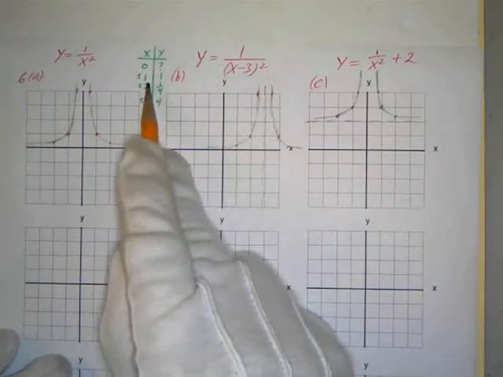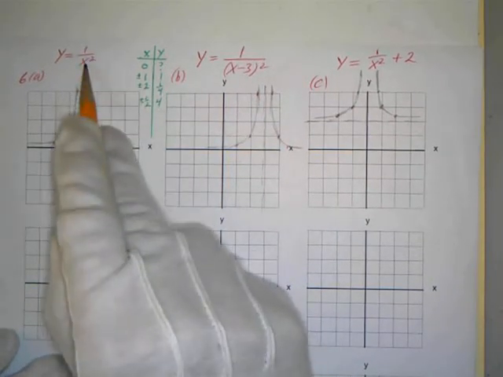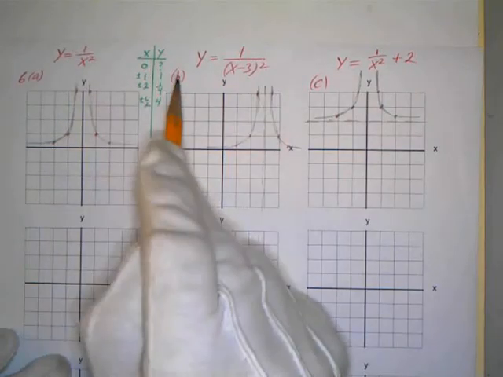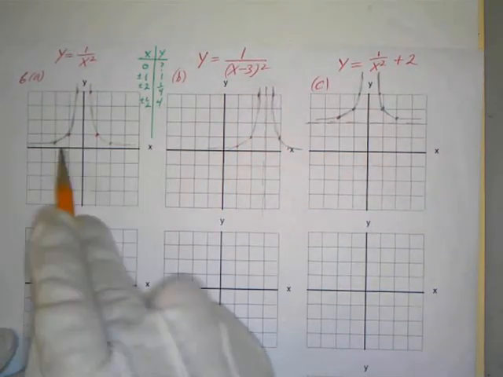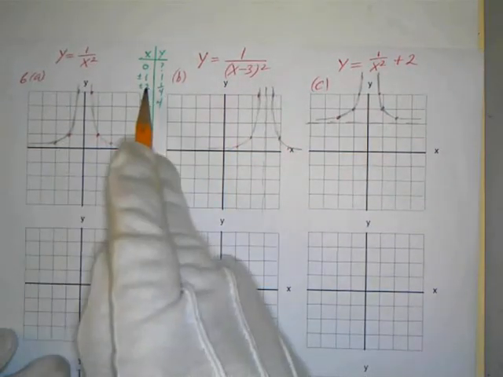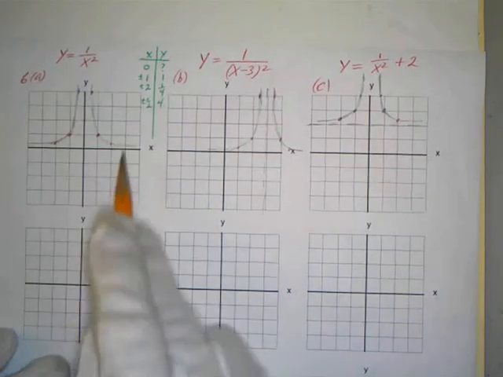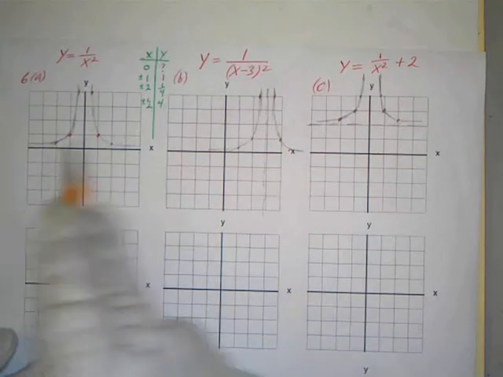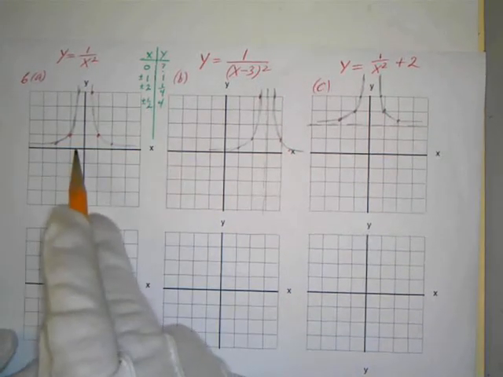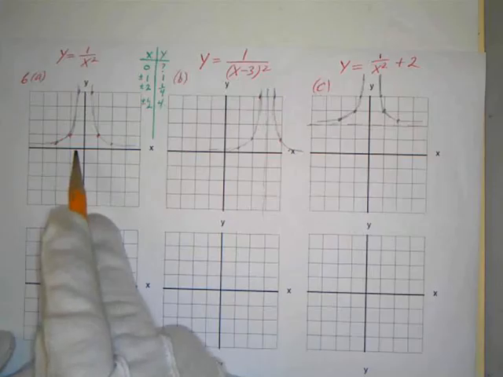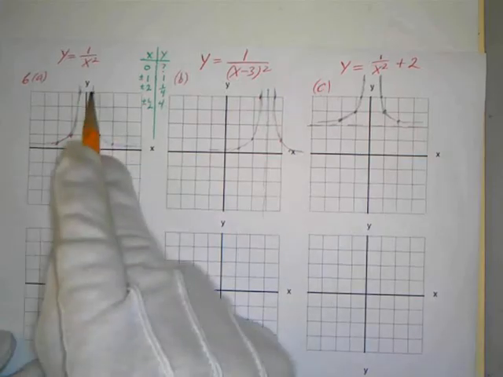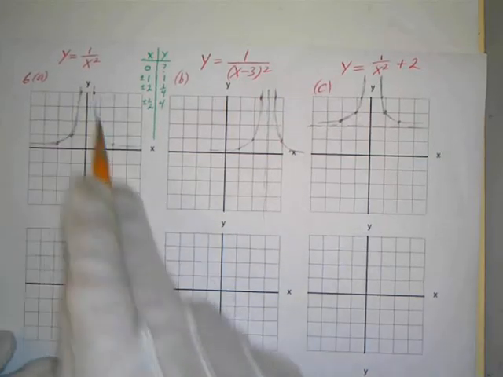If I go plus or minus 1, it's going to be 1 because 1 squared or negative 1 squared is 1. So if I go plus or minus 1, I get 1. If I go plus or minus 2, 2 squared is 4, so I get 1/4. And if I go plus or minus 1/2, okay, 1/2 squared is 1/4. 1 over 1/4 is 4, so I get 4. So I get some good points there, so this is what we've got.